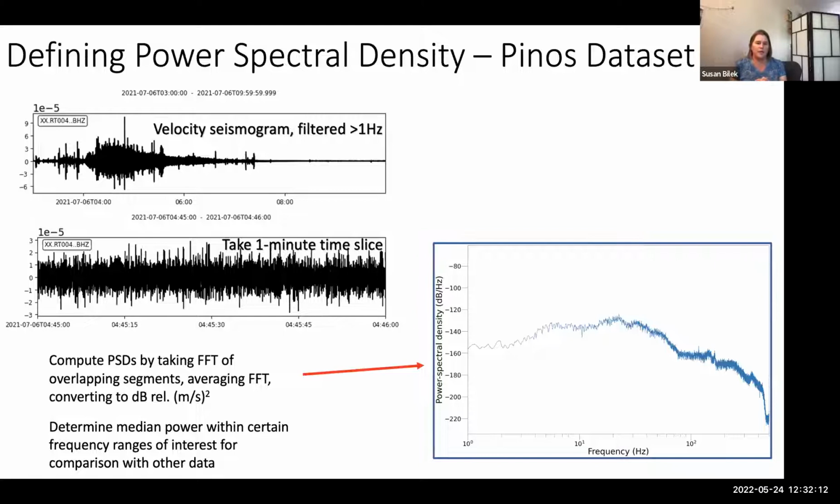And so before jumping in there, just a quick mention of the processing that we're doing. We're taking our velocity seismograms that cover the flood periods. We apply a filter to keep frequencies above 1 hertz, then separate them into 1 minute long windows. We compute the power spectral densities by taking the Fourier transform of these overlapping windows, average them, and then convert to decibels. And then within specific frequency bands, we'll take the median power. And it's that median power that we're going to compare with some of the other data sets.